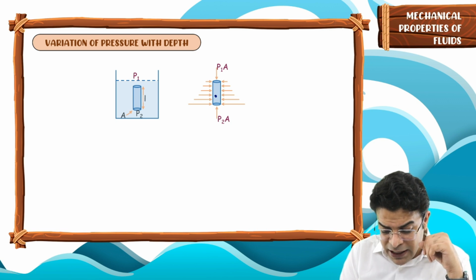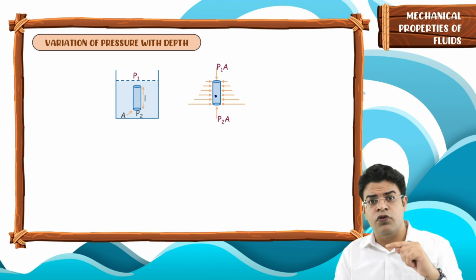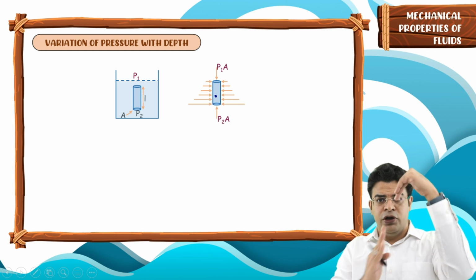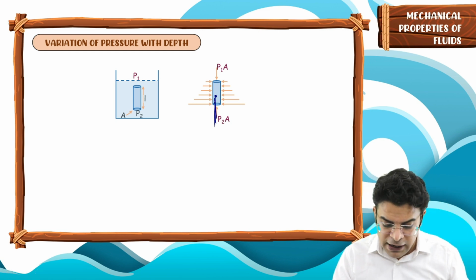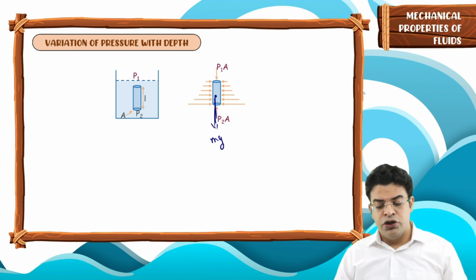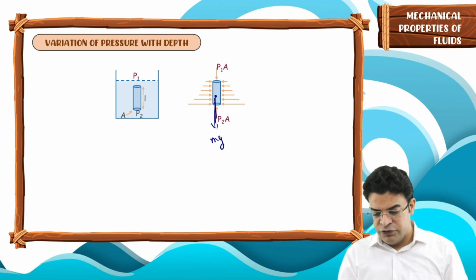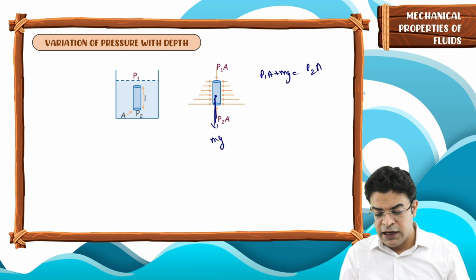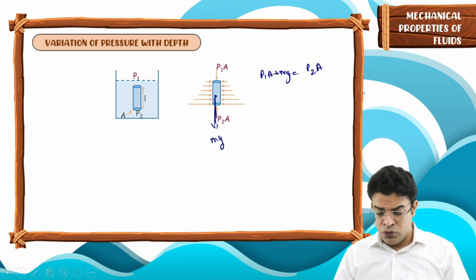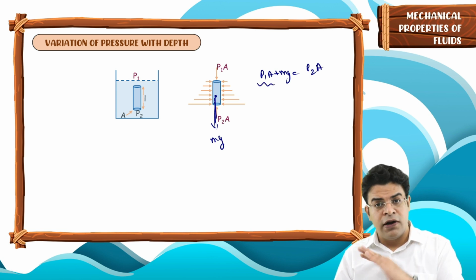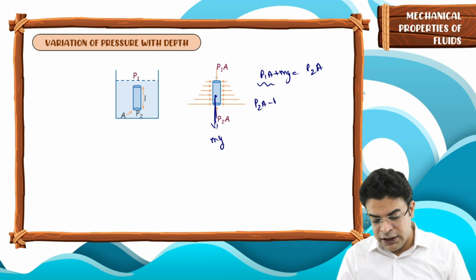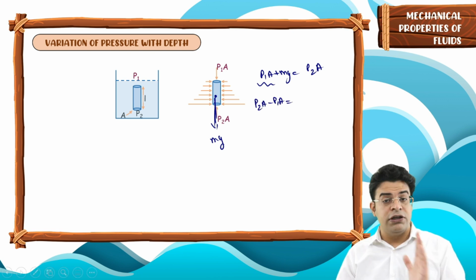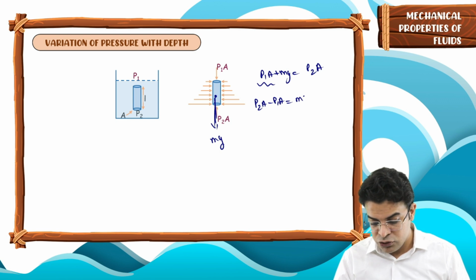In addition to these two pressure forces, P1A and P2A, there will be one more force, gravity, in the vertical direction. So the net force in the downward direction, which is P1A plus mg, has to be equal to the net force in the upward direction, which is P2A. Bringing P1A to the right-hand side, P2A minus P1A, the net upward force, has to be equal to mg.